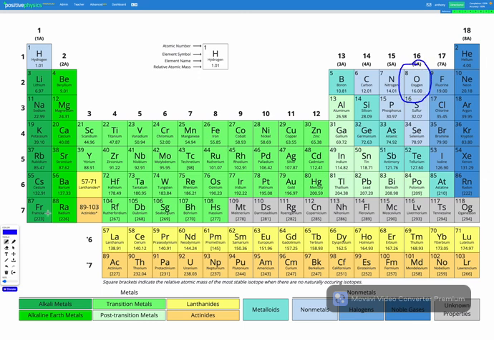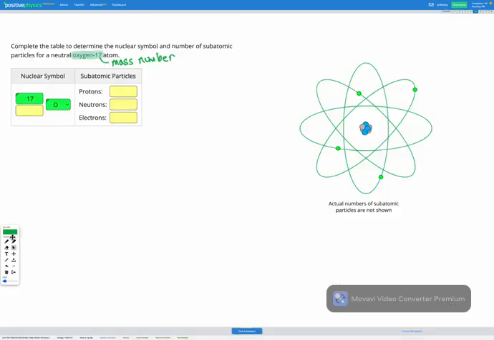So oxygen has an atomic number in the top left of 8. Remember, it's that number in the top left that's the atomic number, not the one below. That's the relative atomic mass, which we'll get into later. So it's just the number in the top left we need for now. That's the atomic number. So we can fill that in here. Our atomic number is 8. That's the one on the bottom in our nuclear symbol.